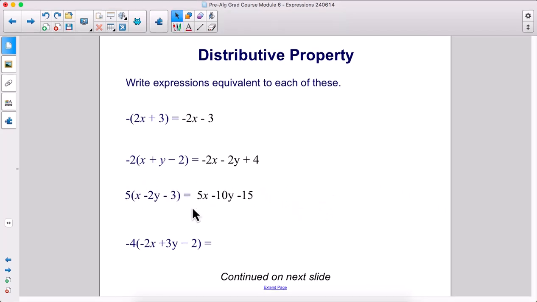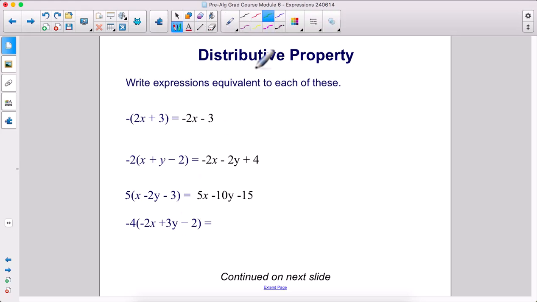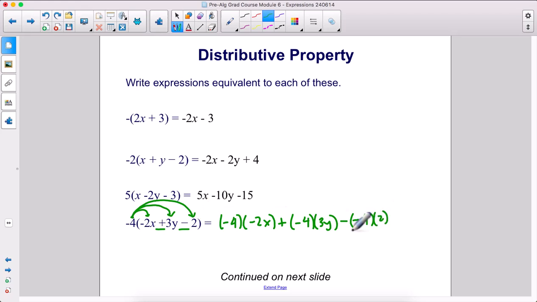All right, I'm going to move these up a little bit. Negative 4 times negative 2x, plus negative 4 times 3y, minus negative 4 times 2. All right, so we get two negative signs. They cancel, giving us 8x. One negative sign, so we have negative 12y. And then another double negative sign cancels out and gives us an 8.